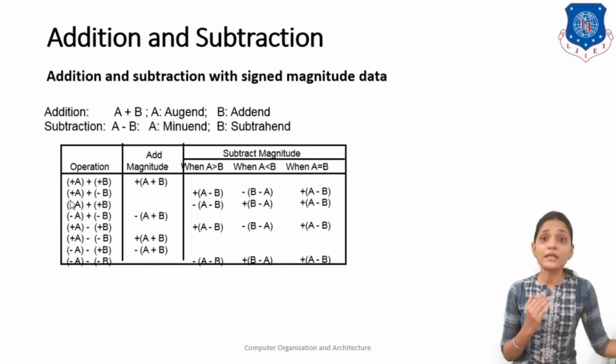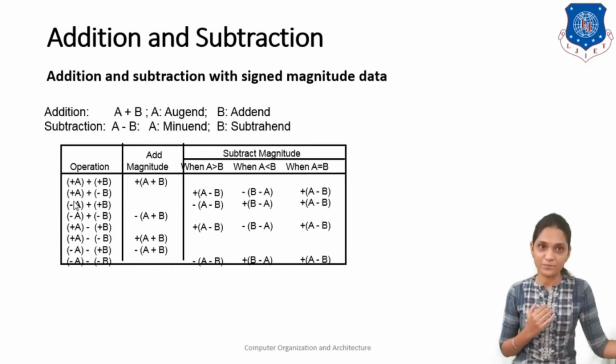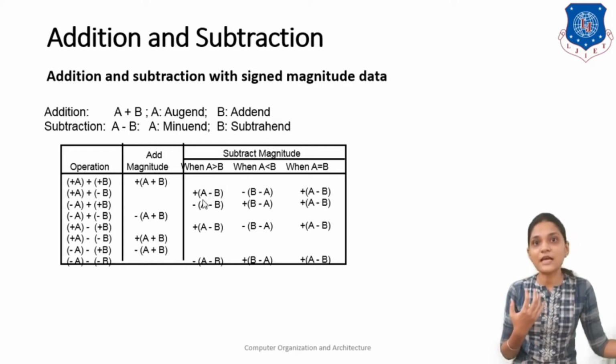If A is positive and B is negative, and the operation is addition, then you will do the operation A minus B. That means you will do the subtraction operation, but the sign will depend upon the contents of your register. If A is greater than B, then your sign will be positive. If A is less than B, then your sign will be negative. And if A and B are equal, then your result will be 0, but the sign we can say is positive.